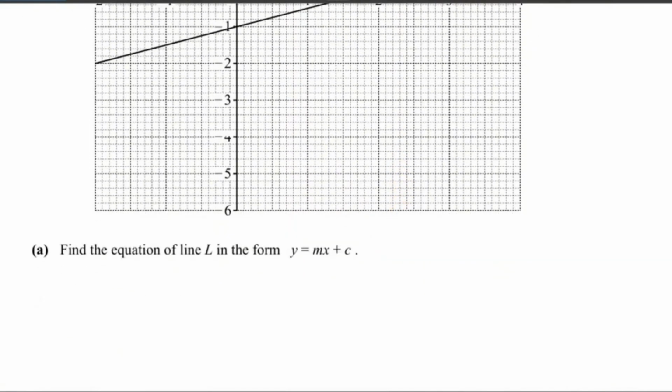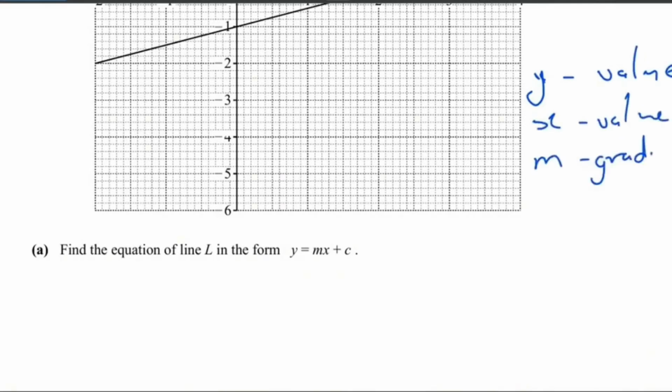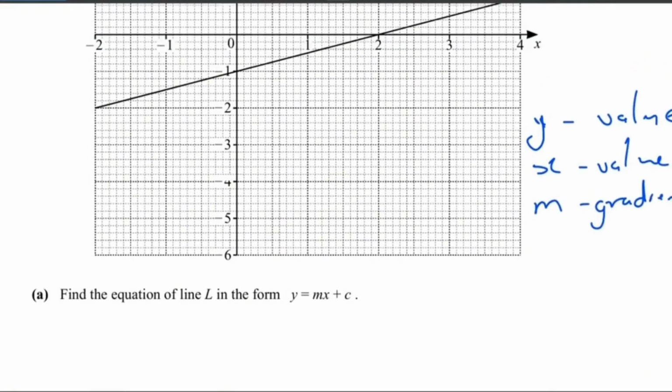y is a y value. The x is an x value. And m refers to the gradient, and c refers to the y-intercept, or the point at which the graph crosses the y-axis. So now let's first start by finding the y-intercept, which is c. The graph is cutting the y-axis, which is this line, at this point, -1. c is equal to -1.